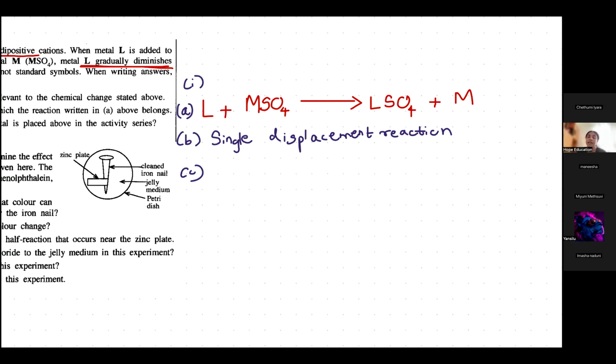L. Definitely L, because L was able to replace M and take M's spot. See, L has come here and taken M's place, and the sulfate has set. L can do that much, which means L is the stronger element. Stronger means the more reactive one. So L is positioned above in the activity series.